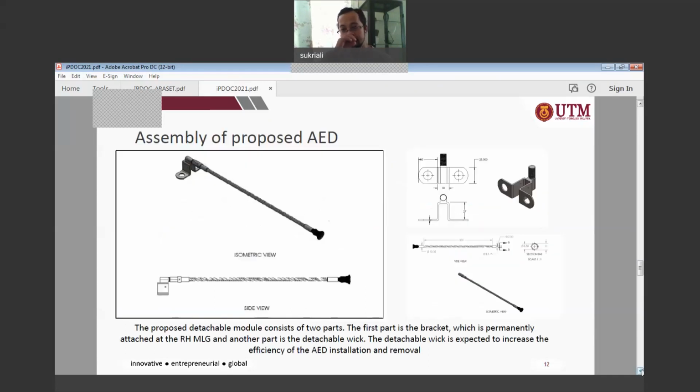Therefore, our proposal is that instead of one set AAD system, we make two parts. One part is the bracket, which is permanently placed on the main landing gear, and the other is the detachable AAD. So the technician only needs to replace the detachable AAD. This will reduce the cost and reduce the time of maintenance.